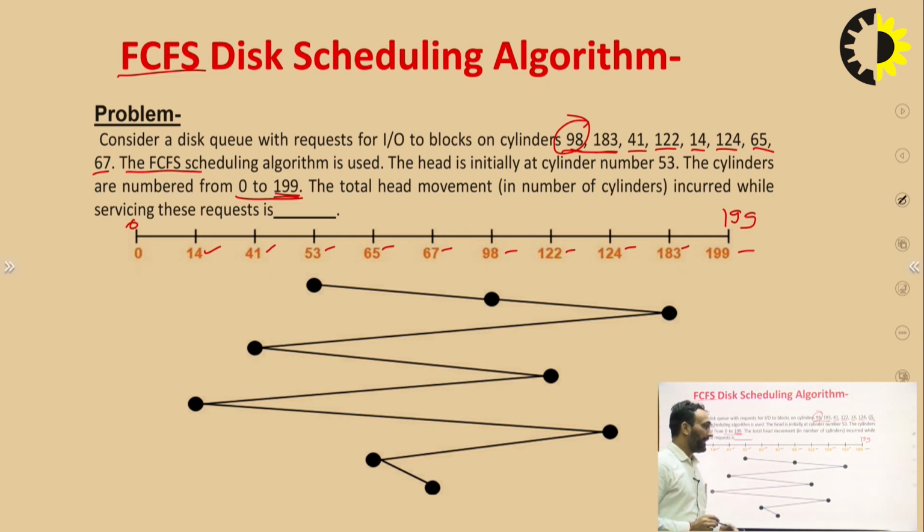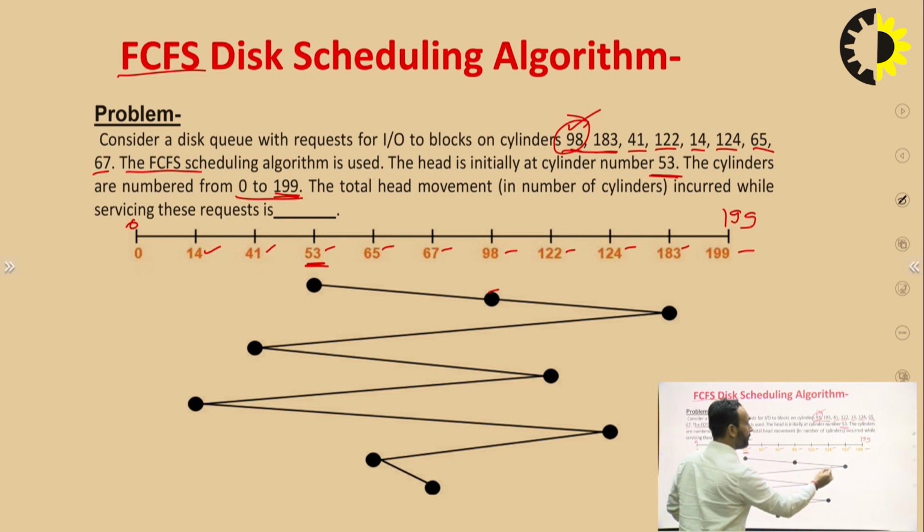So how does it work? As I said, it is a very simple mechanism. The initial head location is given, that is 53, as given in the question. The initial head location is at 53. So how does it work? It works according to arrival or request. First it will go up to location 98.